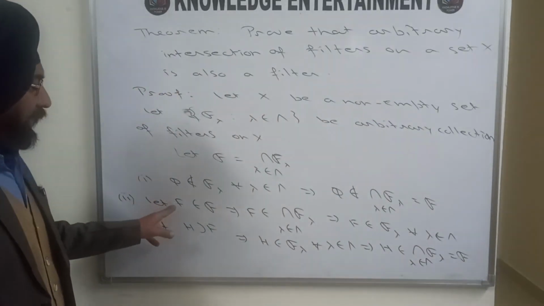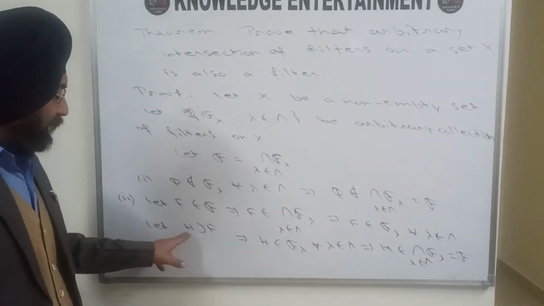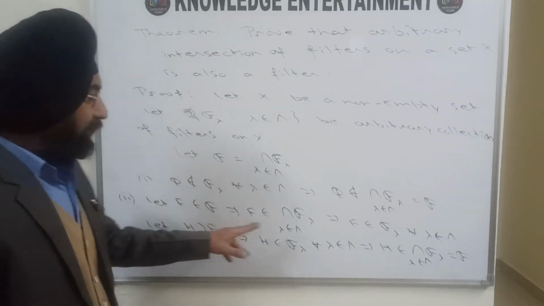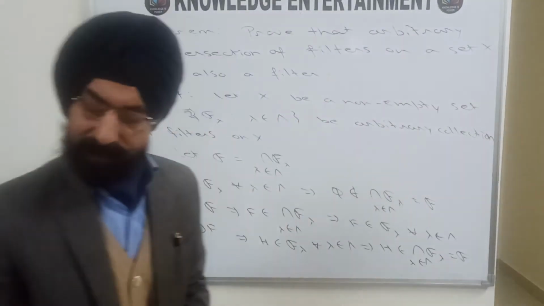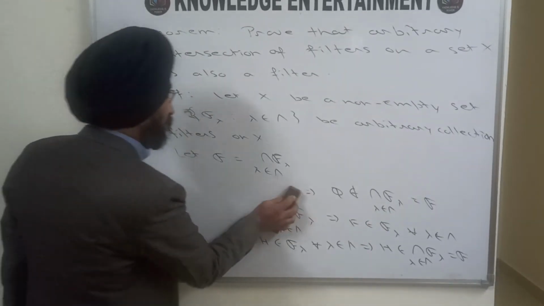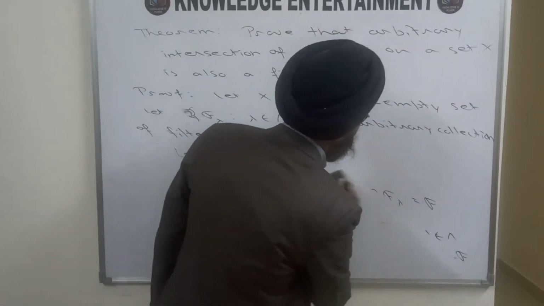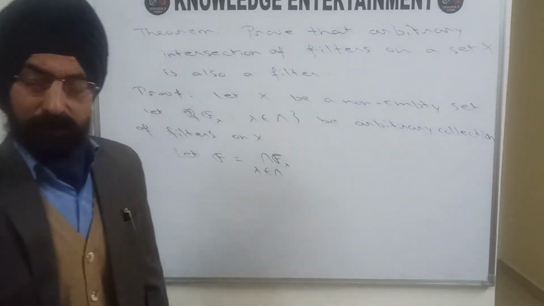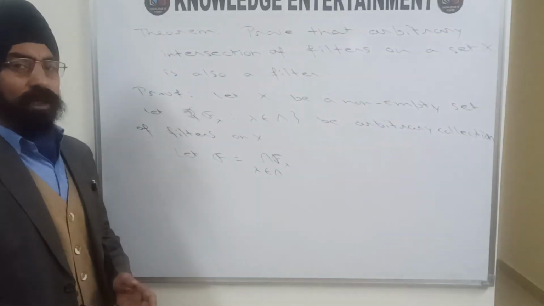So if F belongs to F and H is a superset of F, then H also belongs to F. The second condition is also satisfied, and now we'll move on to the third and the final condition to show that this F, the intersection of this arbitrary family of filters, is also a filter.